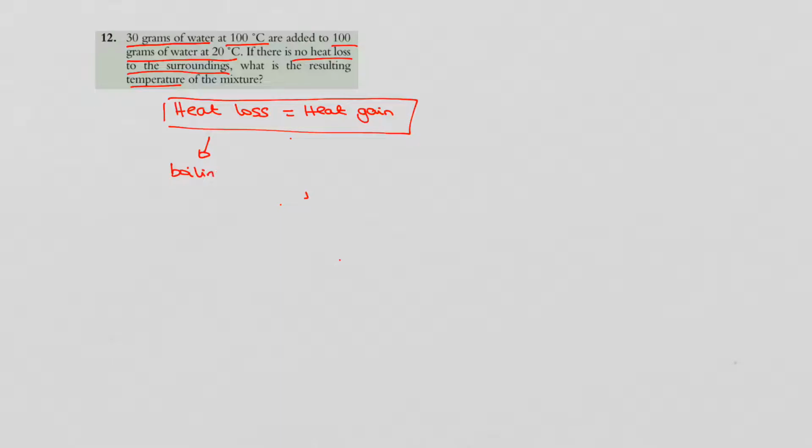So basically what we have here, and it's kind of the key to most of our questions in heat, is that the heat loss is equal to the heat gain, provided we don't have any loss to the surroundings, which we're told here in the question. So what's losing the heat here? Well, the boiling water is losing the heat, the water at 100 degrees Celsius. And what's gaining heat? Well, the water that it's put into is gaining the heat, and that's the water at 20 degrees Celsius.